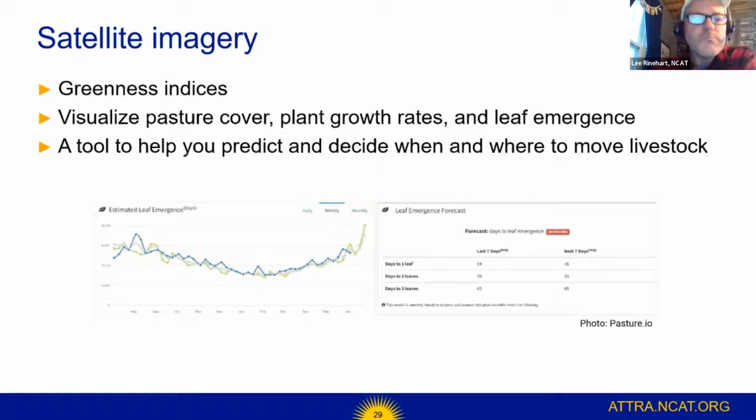And then it also has an enhanced vegetation index that is really responsive to how the canopy looks and the way the canopy is projected. And with this application, it's really helpful to analyze stress in plants and changes that may be related to drought or such like that. And then the other one that Pasture.io uses is the soil adjusted vegetation index to assess areas where the soil surface is exposed.